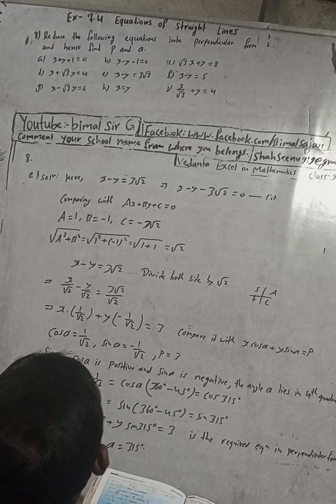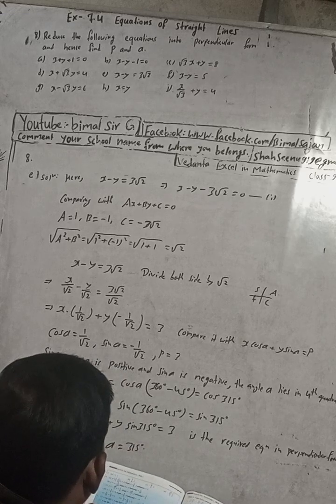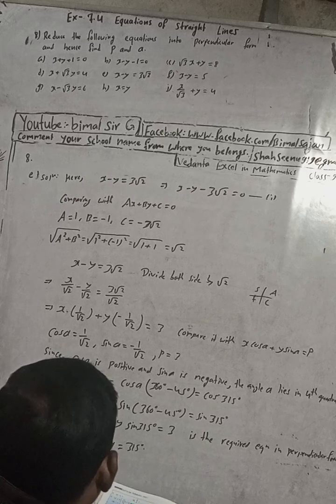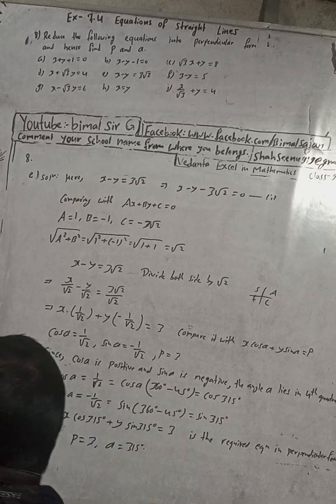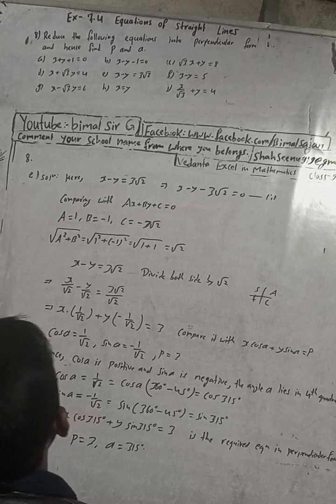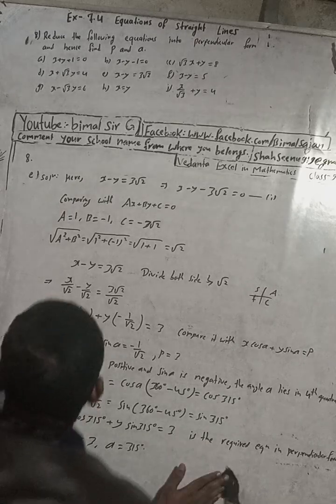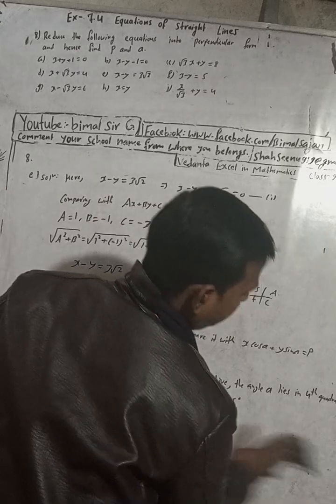In the book, the answer of E number is x cos 315 degree plus y sin 315 degree is equal to 3. Okay, this is correct. So this is the solution. Now I will solve F number.